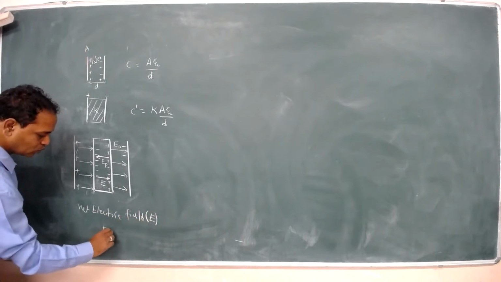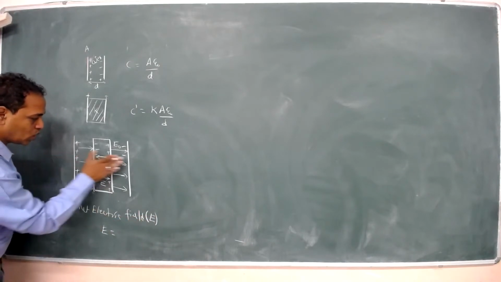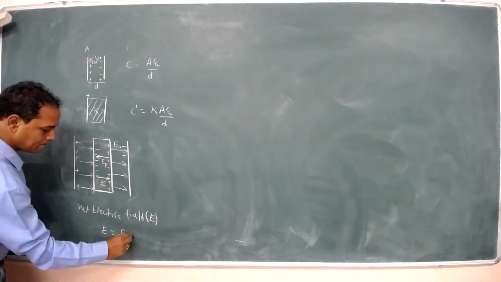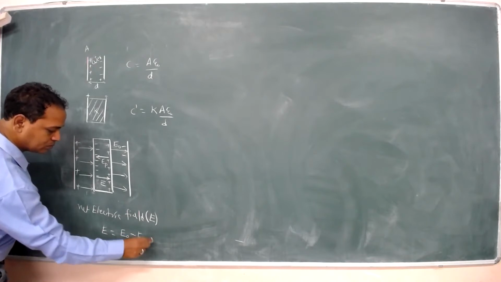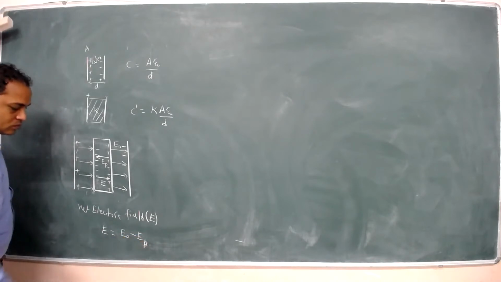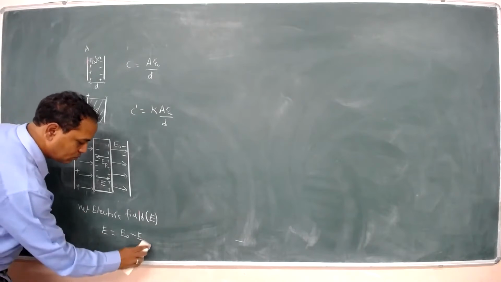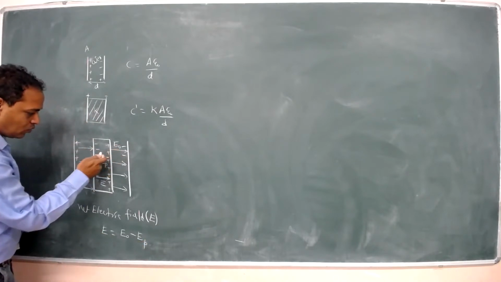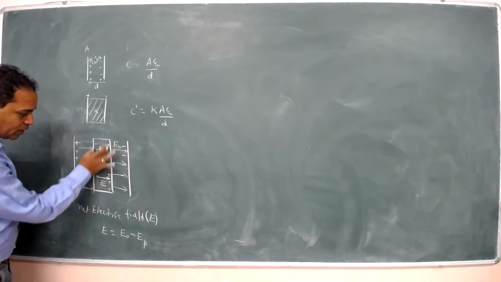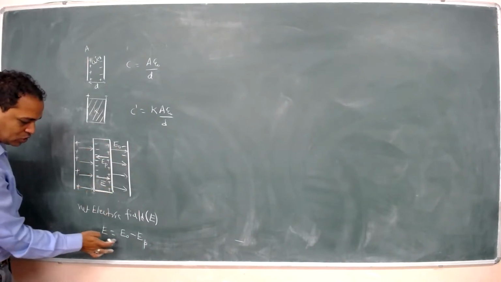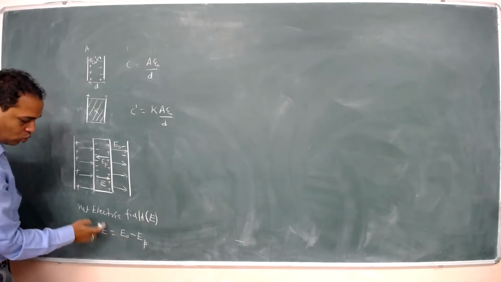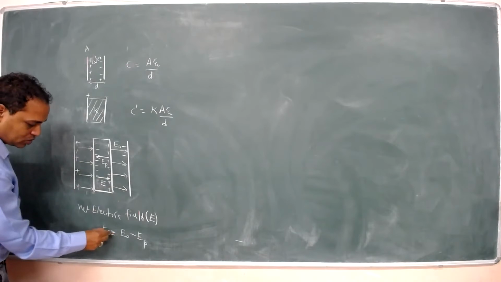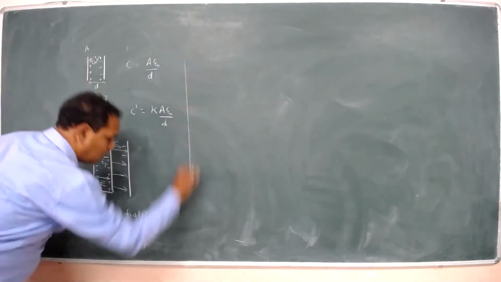That E is nothing but, what is the E value? This one minus this one. That is E0 minus EP. This field minus this field will give the resultant electric field in this dielectric slab, given by E equal to E0 minus EP. This is called the net electric field in this slab in this direction.